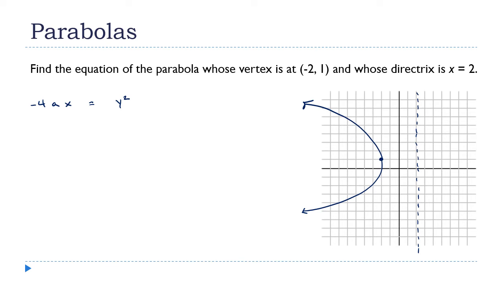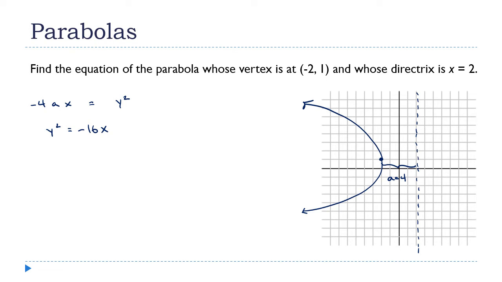All right, now what is a? A is the distance from the vertex to the directrix. That's 4, which remember is the same as the distance from the vertex to the focus, right? So whichever one you've got, that's fine. That's the one we can use. So my equation is looking like y squared equals -4 times 4. That's -16x.